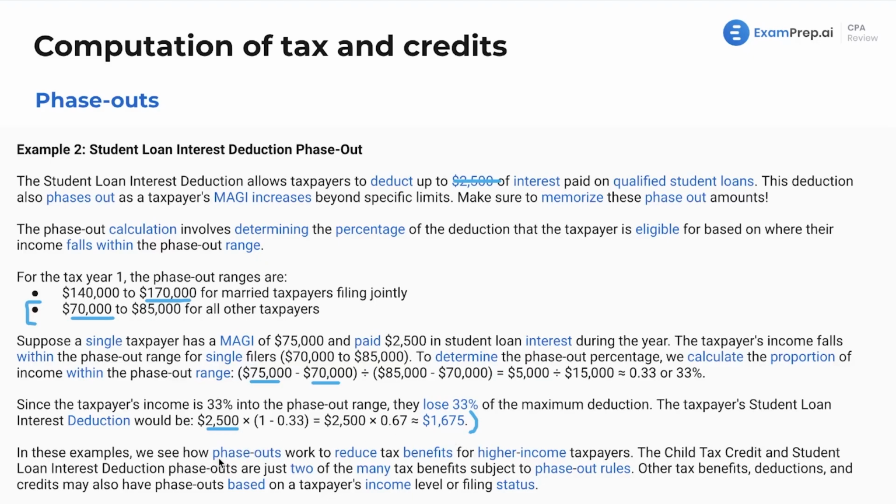Now, in these examples, what was the purpose of this? Well, first off, we're going to have to do this a lot, so it's good practice. These are going to reduce the tax benefits for higher income taxpayers. These credits and deductions are just two of many benefits that are subject to phase-out rules. We'll see these throughout the exam, so make sure you understand how they work. Other benefits, deductions, and credits may also have phase-outs based on our income level or filing status.